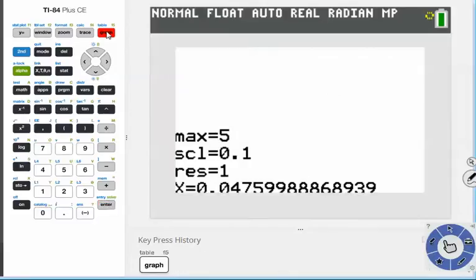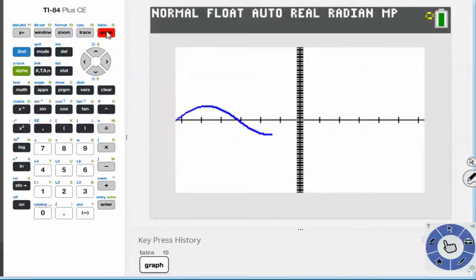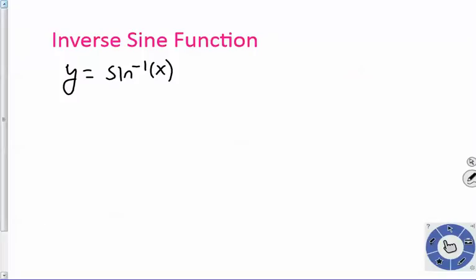And if we look at that now, here comes our inverse sine. Why is it weird like this? Why does it start here and stop there? That's a great question. Why does it do that?